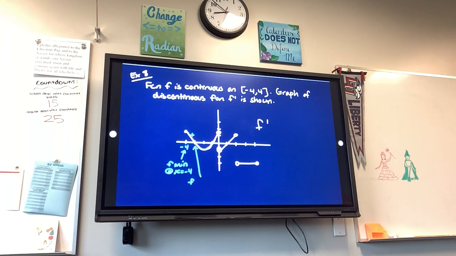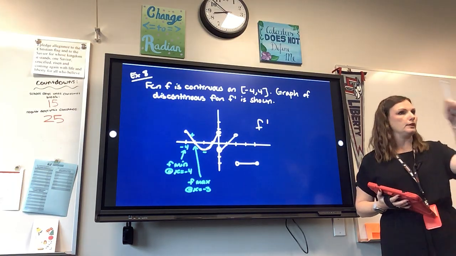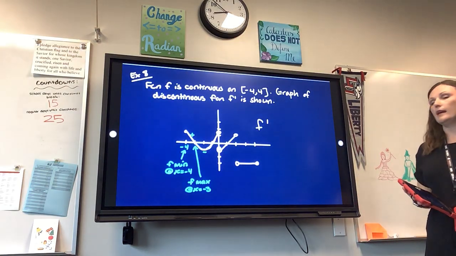f will have a, what did we just say, positive, negative. So that's going to be a max, right, at x equals -3, because we switched from positive to negative. So that means we switched from increasing to decreasing, right?